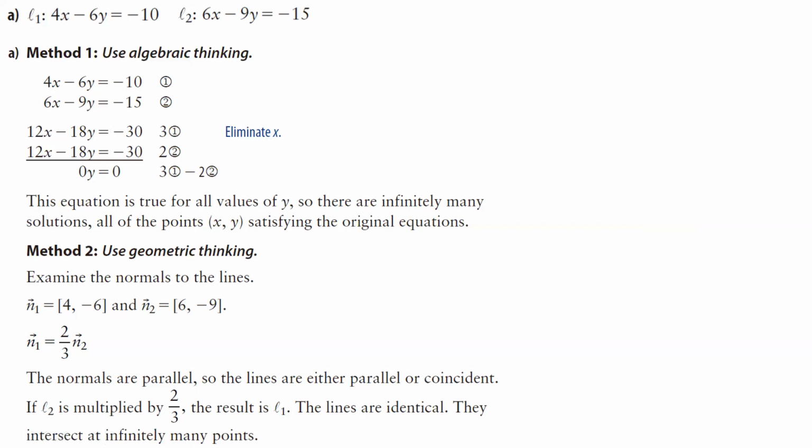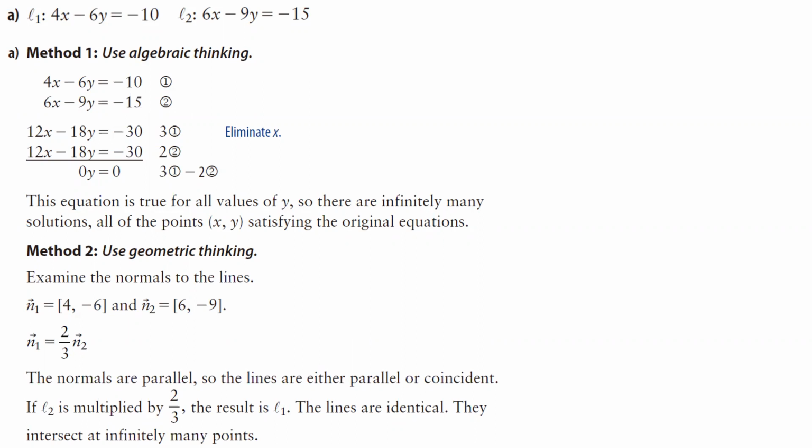Also, you could use geometric thinking. Examine the normals to the lines. A normal vector of line 1 is n1 equals (4, -6). And a normal vector of line 2 is n2 equals (6, -9). Therefore, we can see that n1 is 2/3 of n2. That means the normals are parallel. So the lines are either parallel or coincident.